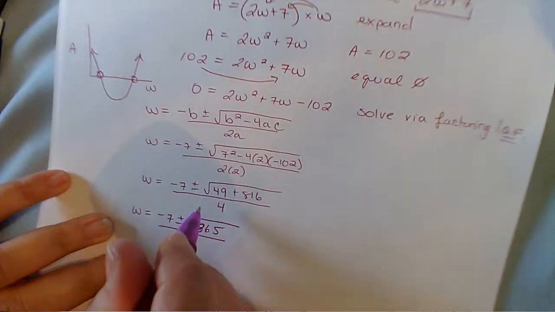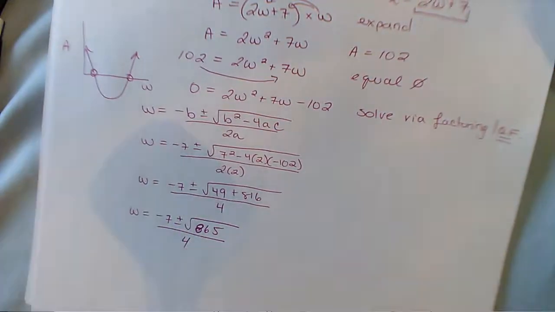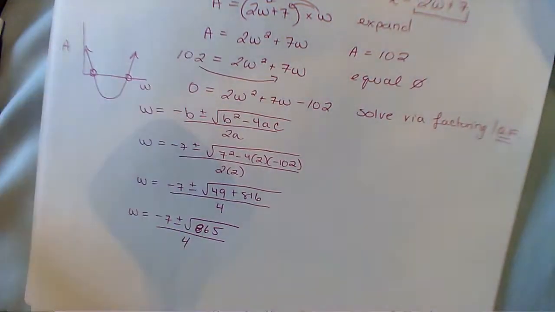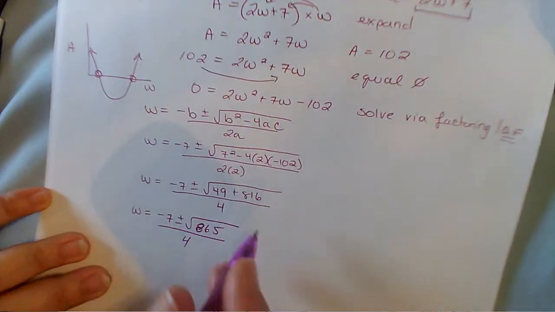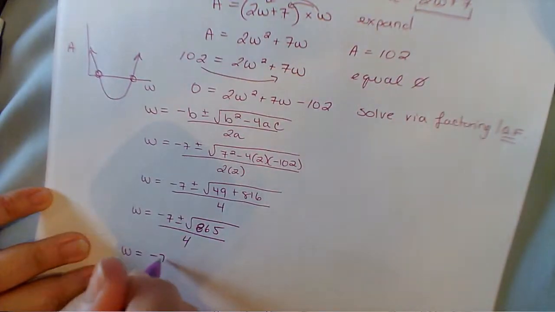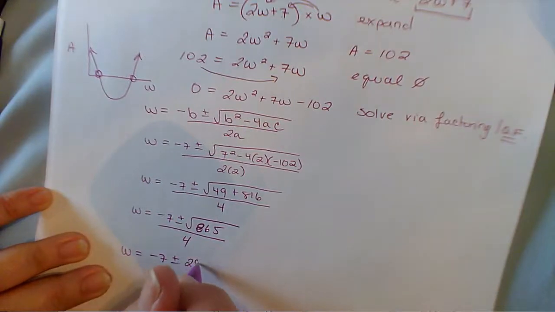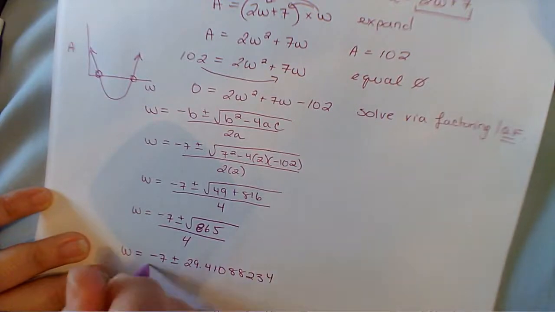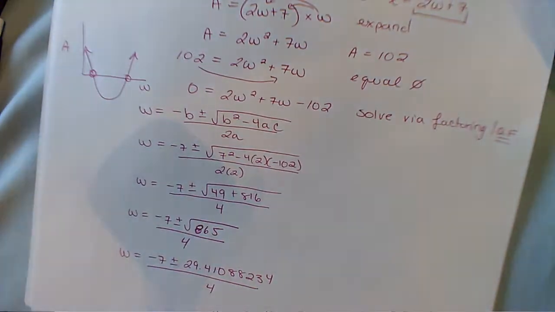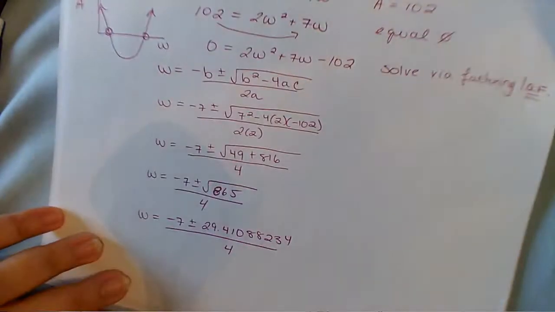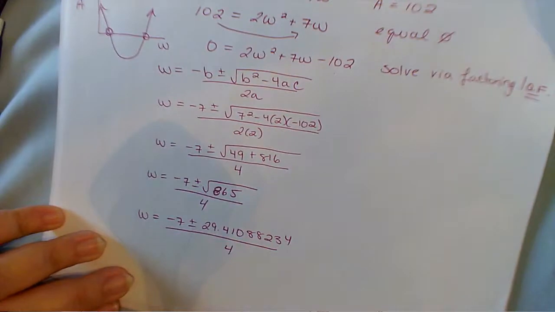865 all over 2 times 2, which was 4. So I need to square root 865. And yes, decimals make sense here. We're talking about distances. Distances can be decimals, just like money can have decimals. So I get 29.4. So negative 7 plus or minus 29.410888234 all over 4. I don't feel comfortable just calling it 29, and I don't feel comfortable even calling it 29.4, although you're probably still going to be in the right area if you do.